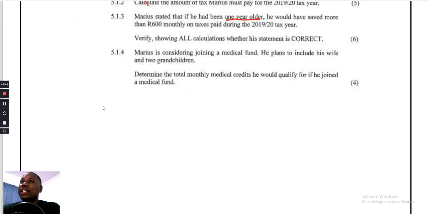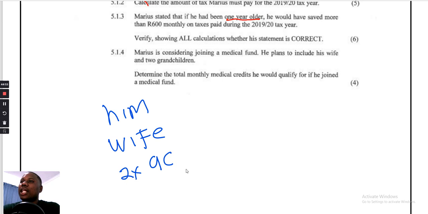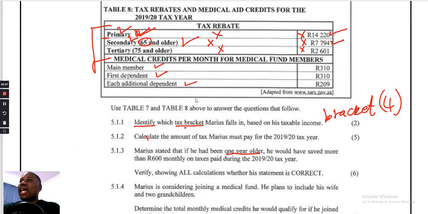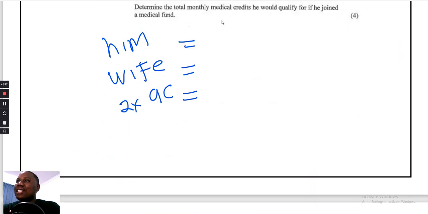I'm going to write this: him and the wife and 2 grandchildren. Okay, how much is he going to pay for himself, and how much is he going to pay for the wife, and how much is he going to pay. Let's look at the table. And remember, this table specifies that this is the medical credit per month. The main member is him, so he's going to pay 310 for himself.